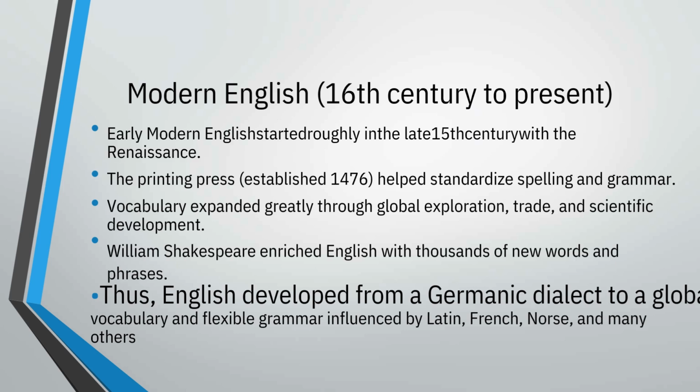Early Modern English started roughly in the late 15th century with the Renaissance. The printing press, established in 1476, helped standardize spelling and grammar. Vocabulary expanded greatly through global exploration, trade, and scientific development. William Shakespeare enriched English with thousands of new words and phrases.